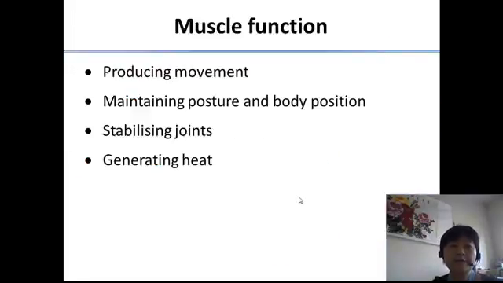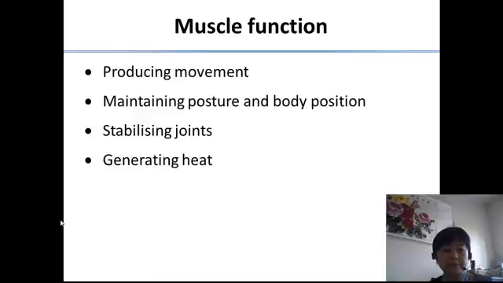First of all, muscle function. As we all know, when you want to run or lift a weight, you need muscle. So producing movement is the first function. Also, when you are standing or sitting, muscles maintain your position, your posture. Muscles also stabilize the joints by attaching to them. And when you are very cold, muscle also generates heat to keep your body temperature, that is shivering of the skeletal muscles.